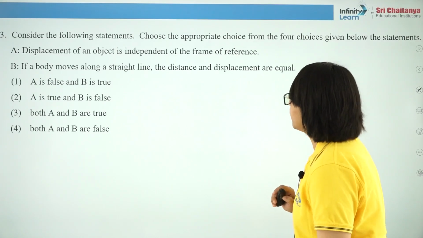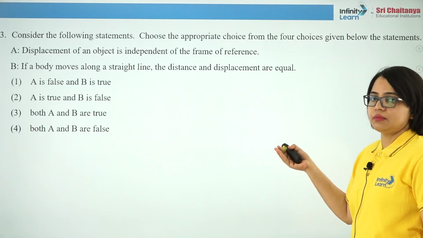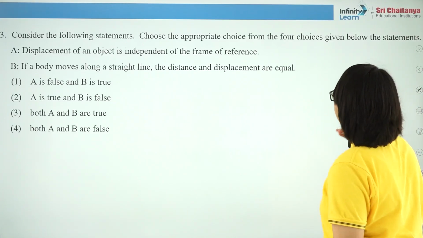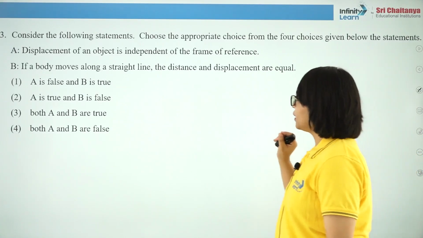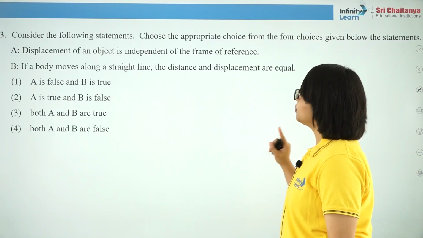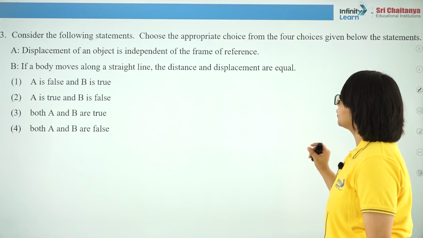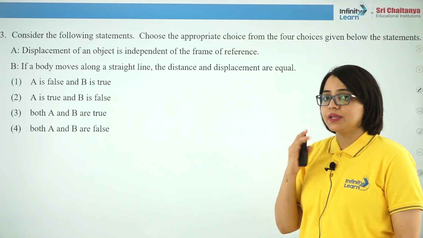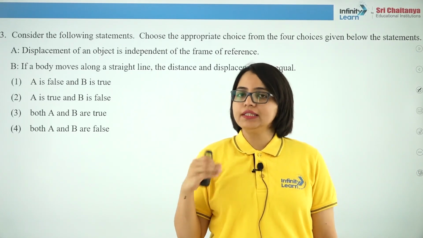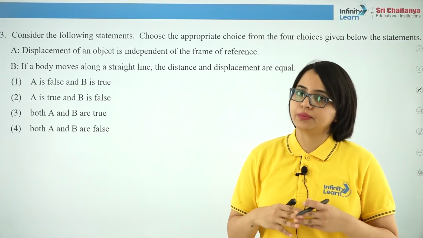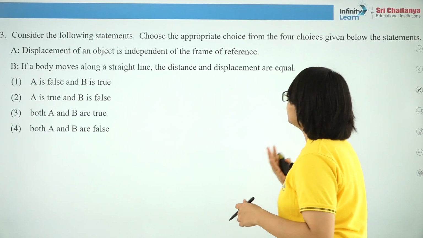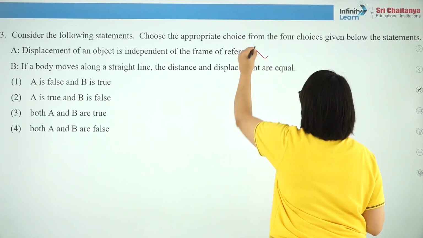Next is 143. Consider the following statements. Choose the appropriate choice from the 4 choices given below the statements. Statement A is displacement of an object is independent of the frame of reference. Yes, displacement is nothing but the change in position of the particle, that is the difference between final and initial position, and it is independent of the frame of reference. So, this one is true.